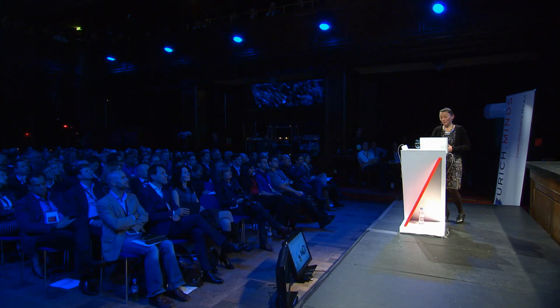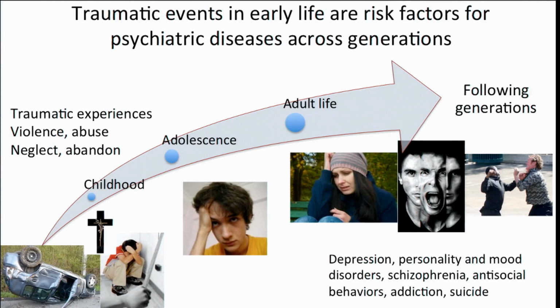Another example more in the psychiatry is that exposure to traumatic experiences, violence, abuse, whether physical or sexual abuse, neglect or abandonment in early life, or the loss of a parent, for instance, can lead to a number of psychiatric disorders like depression, personality and mood disorders, schizophrenia, antisocial behaviors, addiction, or even suicide across life, and that these symptoms can be also often observed in the following generations. And indeed, this led to the recognition that not only the genes, but really the environment is also important.